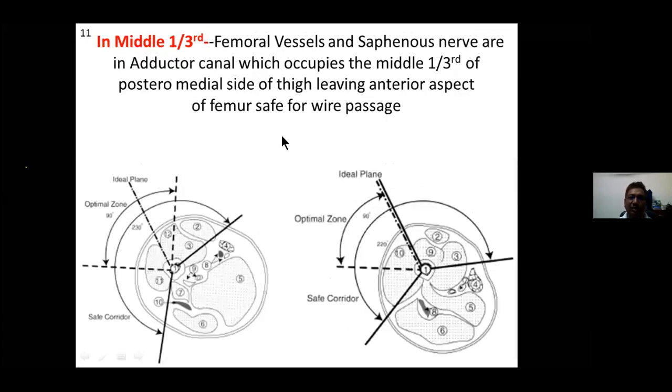In the middle third, the femoral vessels and saphenous nerve are in the adductor canal, which occupies the middle one third of the posteromedial side of the thigh, leaving the anterior aspect of the femur free except for wire passes. In the junction of the upper third and middle third, and the junction of the lower third with the middle third, this is the femur, and the safe corridor is from here to this side. This is the safe zone. In the junction of the middle third and lower third, there is a wide area, and you can place wires in a vast area. The safe area is from here to here.